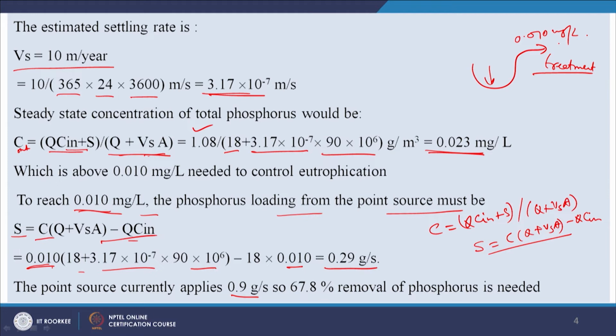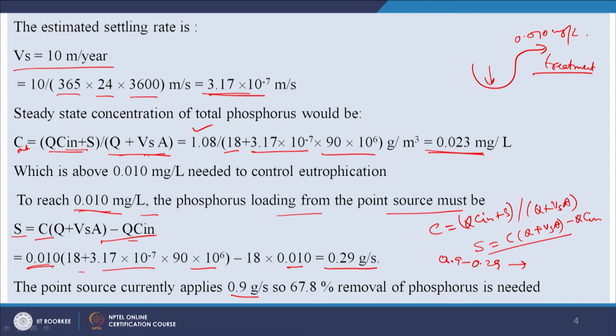Okay. So, what is the requirement for the treatment in the first case? This difference, 0.9 minus 0.29, has to be removed. Okay. So, that has to be removed by the treatment.